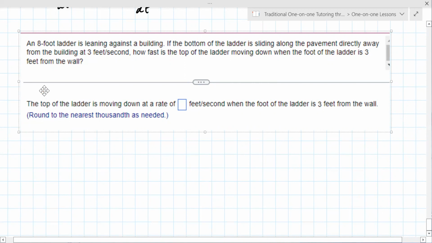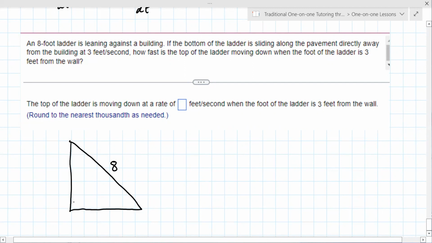So it's an 8-foot ladder leaning against a building. So this is your triangle problem. Here's an 8-foot ladder leaning against a building, and the bottom of the ladder is sliding along the pavement directly away from the building at 3 feet per second. So this is your x prime. And they want to know how fast the top of the ladder is sliding down when the foot of the ladder is 3 feet from the wall. So basically when y is 3, they want to know how fast it's sliding down.